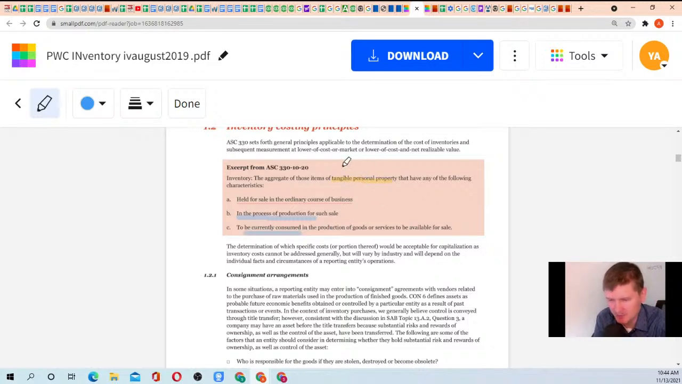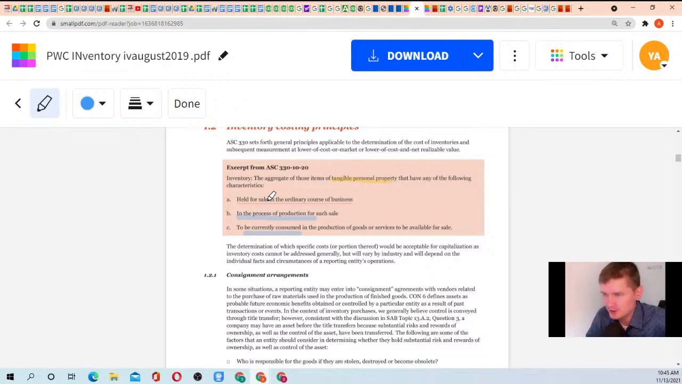So it's basically a piece of tangible property which you are either going to sell, but you should distinguish that from your property, plant and equipment, or you are going to use that piece in the production process to produce something you are going to sell. Or you're going to use that piece in rendering services to a customer. So that's what inventory is. I believe intuitively you should understand that.